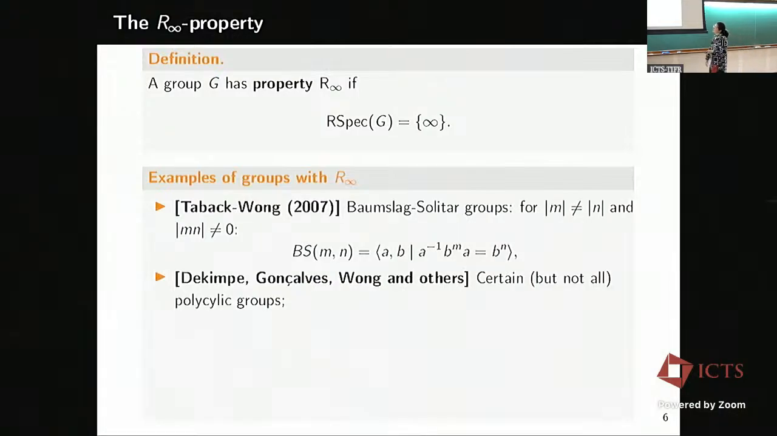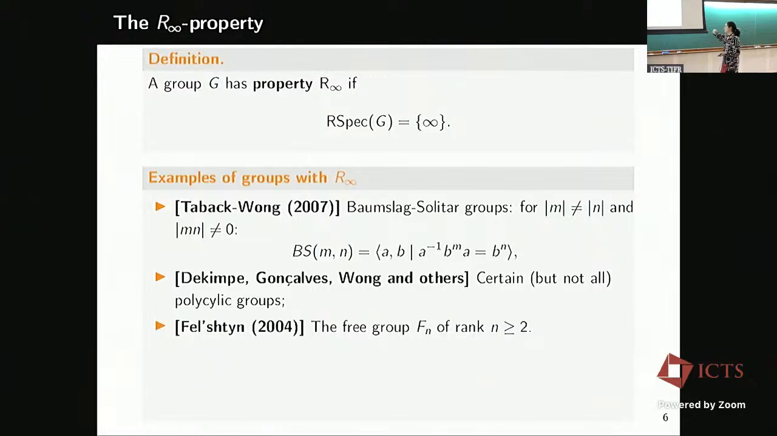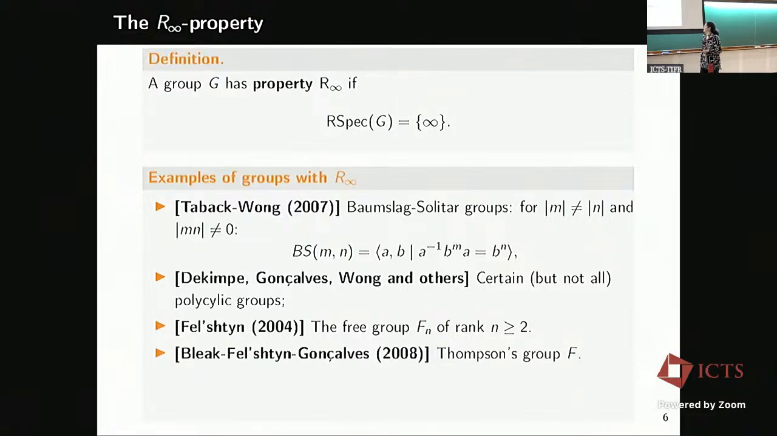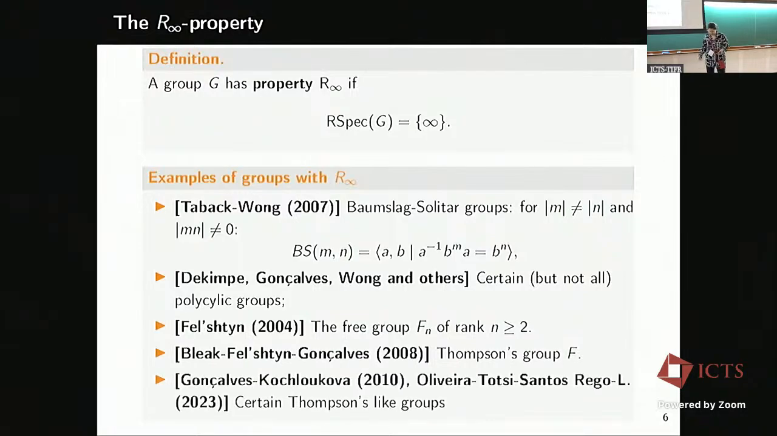And many polycyclic groups were investigated. Many of them have R infinity, but not all of them. You can think of the infinite dihedral group, which doesn't have R infinity, for instance. The free group of rank at least 2, of course, because Z doesn't have R infinity, has R infinity as well. And Bleak, Fel'shtyn, and Gonçalves showed that Thompson's group F has R infinity. And more recently, other people have been showing that other Thompson-like groups have R infinity.